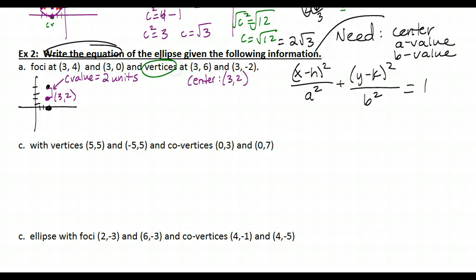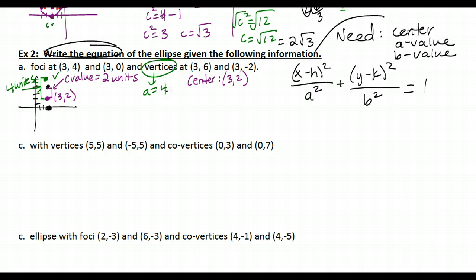And now I am also given my vertices. So in my head right away, I'm thinking vertices equal an A value. If I can figure out the distance from the center to a vertex, it gives me the A value. I've got (3, 6) as one of my vertices. 1, 2, 3, 4, 5, 6. And this is a distance from (3, 2): 1, 2, 3, 4. It's 4 units from the center, 4 units from the center to the vertex. And so A, because it's a vertex, is an A value, A is 4.